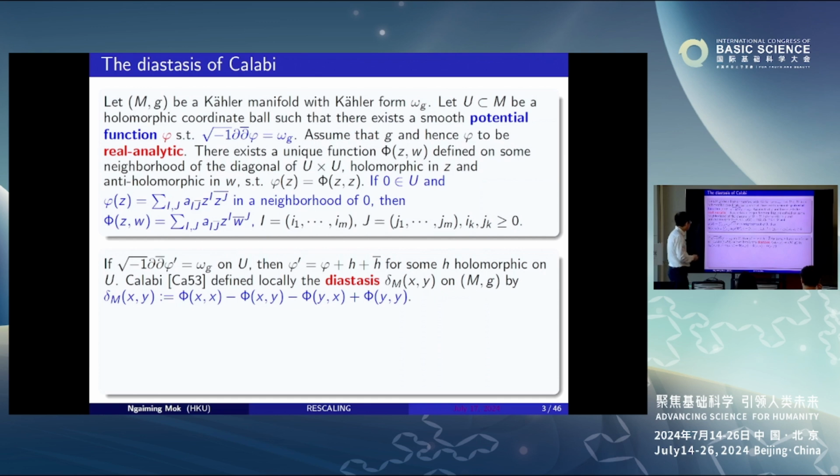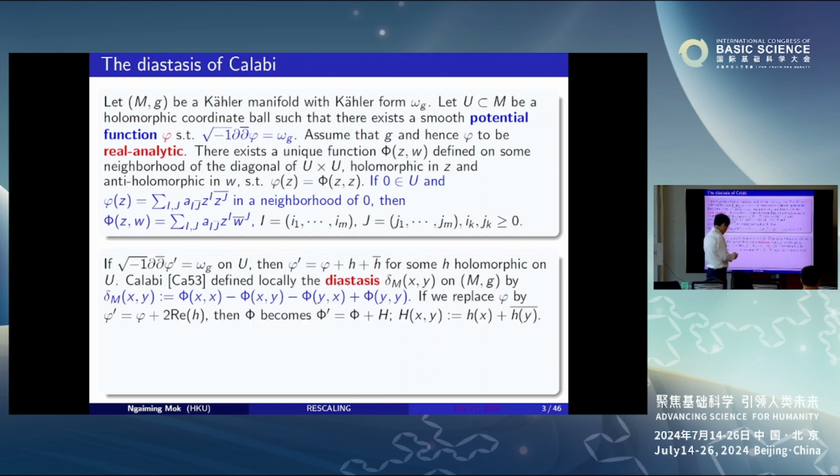Now, in 1953, Calabi defined the notion of a diastasis. So this is a big invention. It sort of normalizes the potential function. Now, here is what it is. You take this capital phi, and then you define, for a pair of points x, y nearby on the manifold, delta m of x, y to be this expression: phi(x,x) minus phi(x,y) and so on.